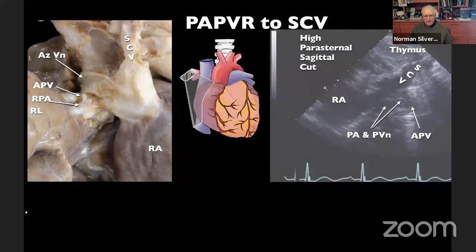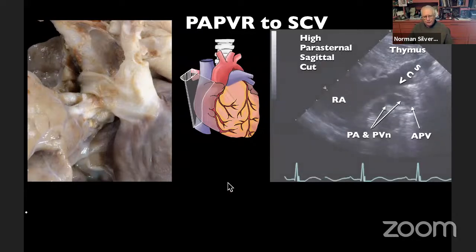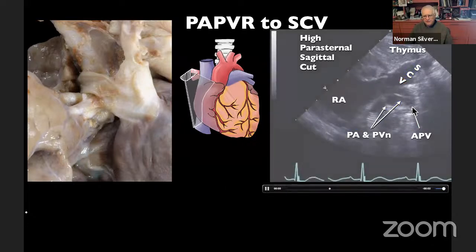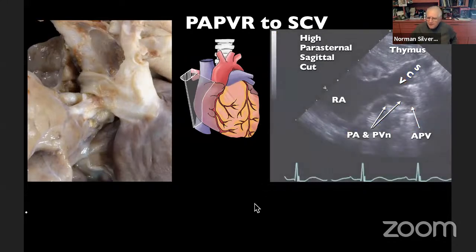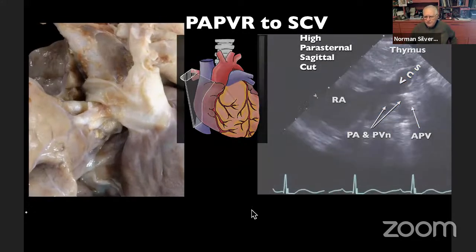Here again are veins that are not draining to the azygos vein. Here's an azygos vein, and here is the right pulmonary artery, and here is an anomalous pulmonary vein draining into the superior vena cava. This is a picture given to me for this particular presentation by Diane Spicer, and here is an isolated anomalous pulmonary vein draining into the superior vena cava. And I think you can see that very clearly.